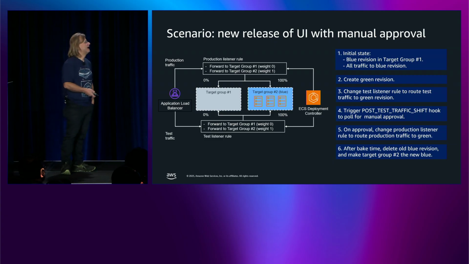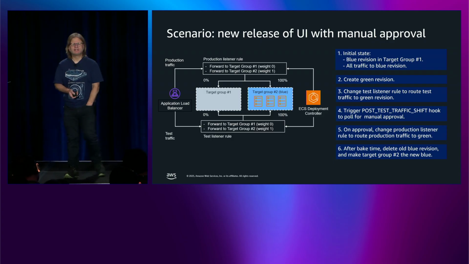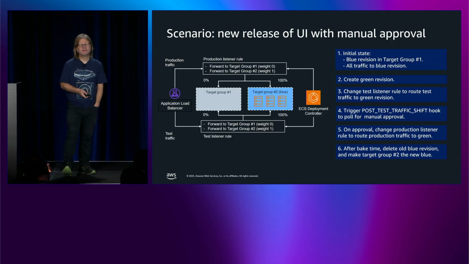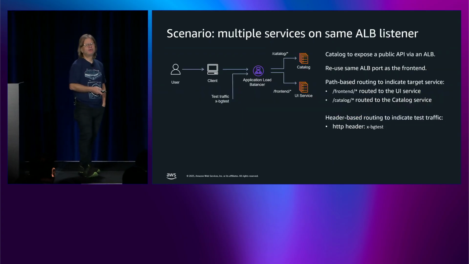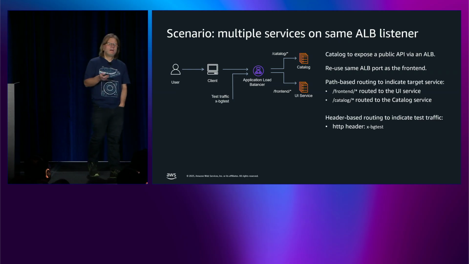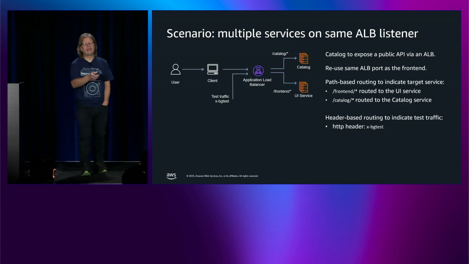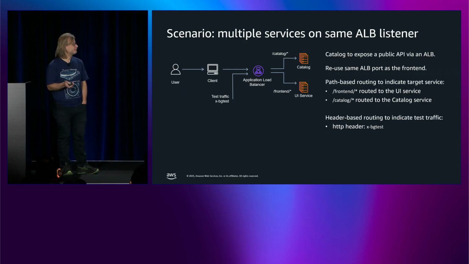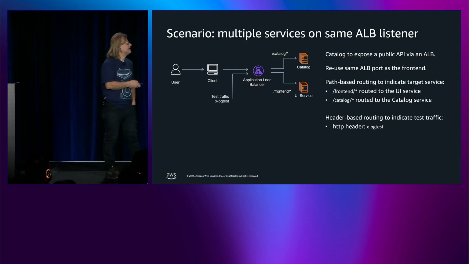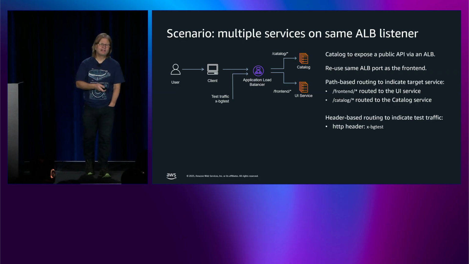Okay, so that's how Unicorn Watch used the ALB in front of their UI service, now using ECS blue-green. We haven't talked about the actual request routing. We've talked about the traffic shifting. Now, remember I said that they also wanted to expose the catalog on the same ALB port, right? So how do they want to achieve this? They wanted to do this with path-based routing. So what they set up, as you can see here, is a path-based route for /catalog/* routing to the catalog service, and another one, /frontend/*, to the UI service.